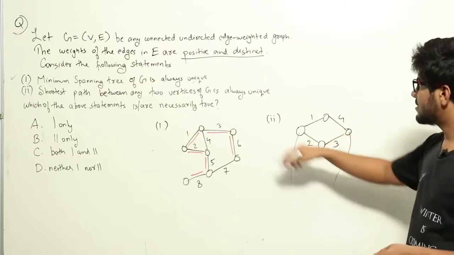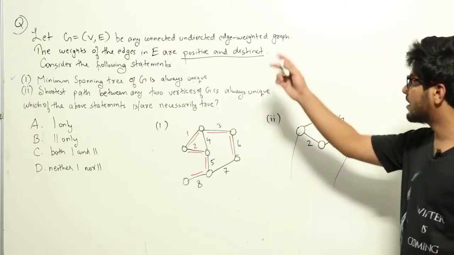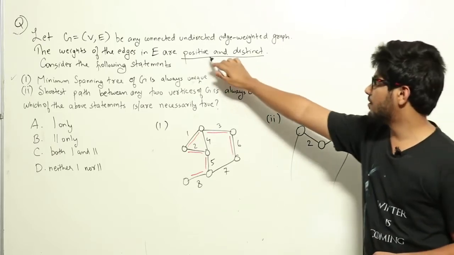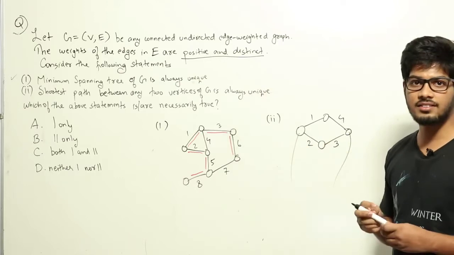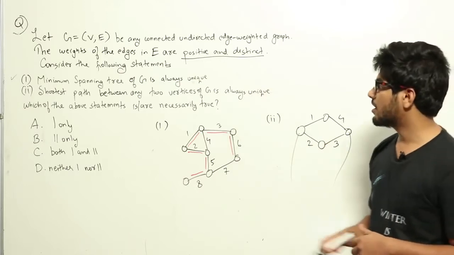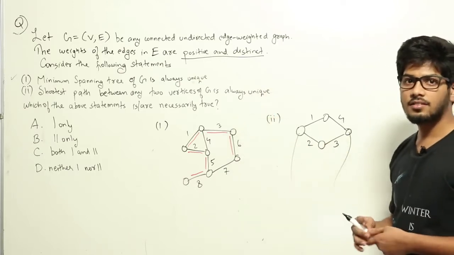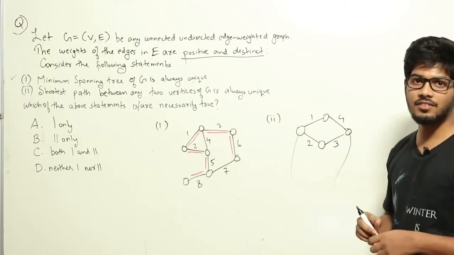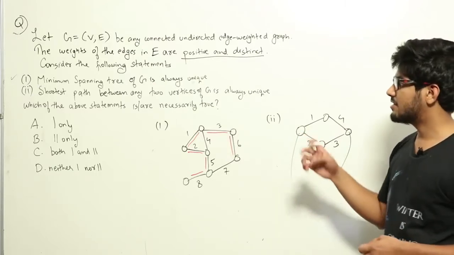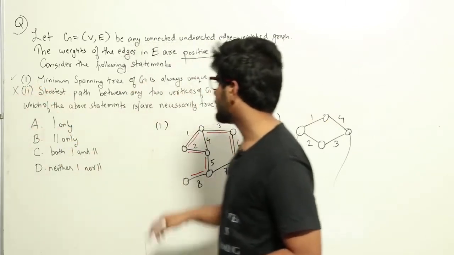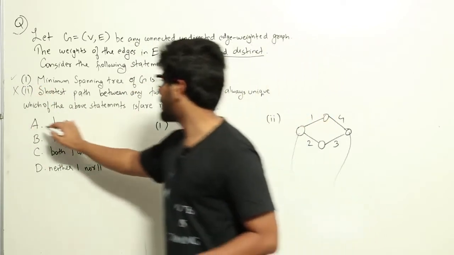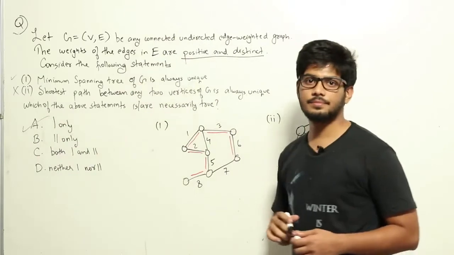Now this graph satisfies the conditions given here. It's a connected undirected edge weighted graph where all the weights are positive and distinct. So clearly with this counterexample, we can say that the shortest path won't be unique. We may be able to find another path having the same weight, but the edges having different weight individually. So this is not always true. So the correct answer is A, one only.